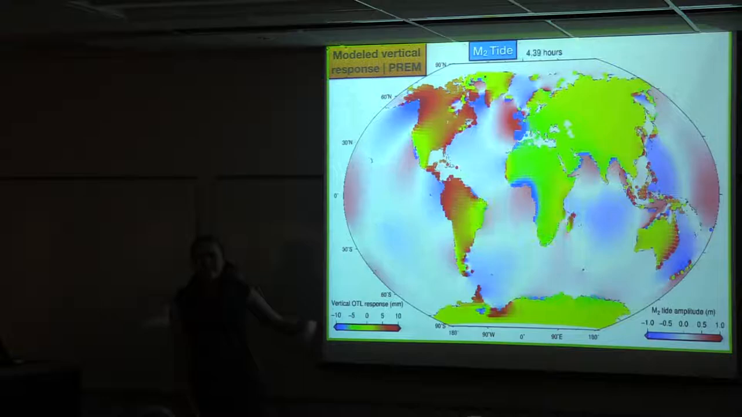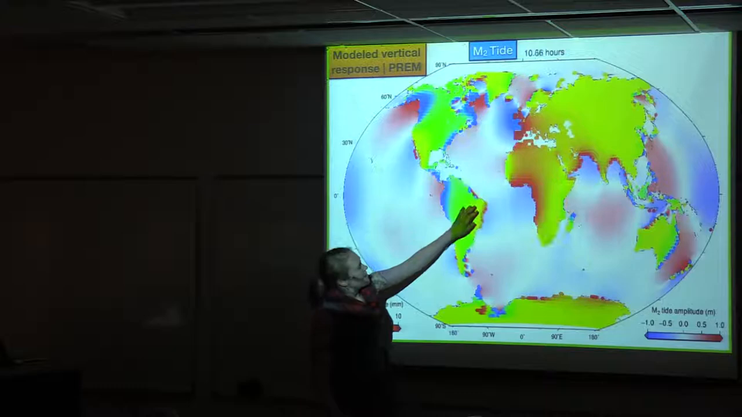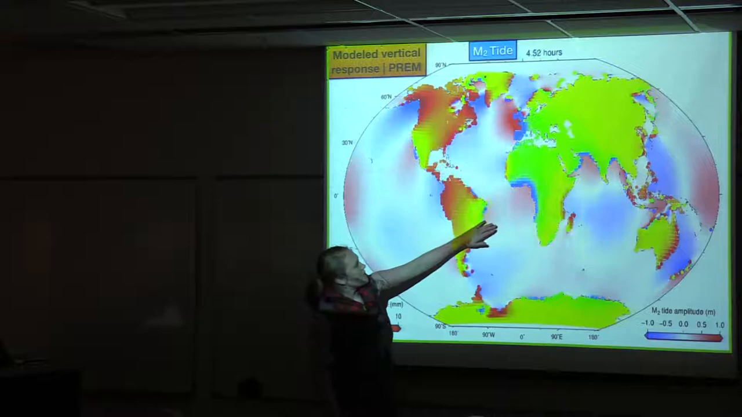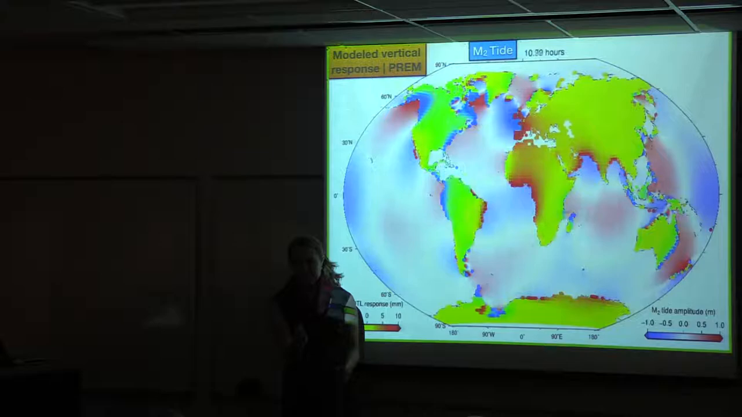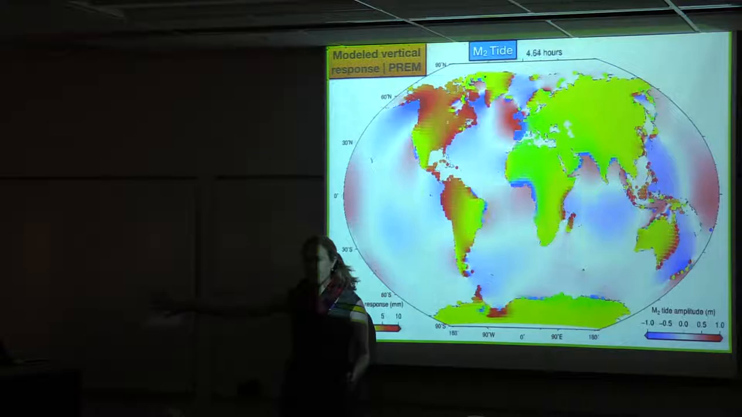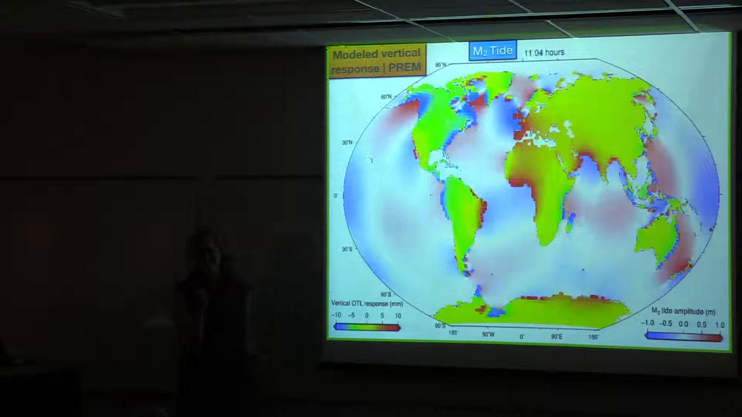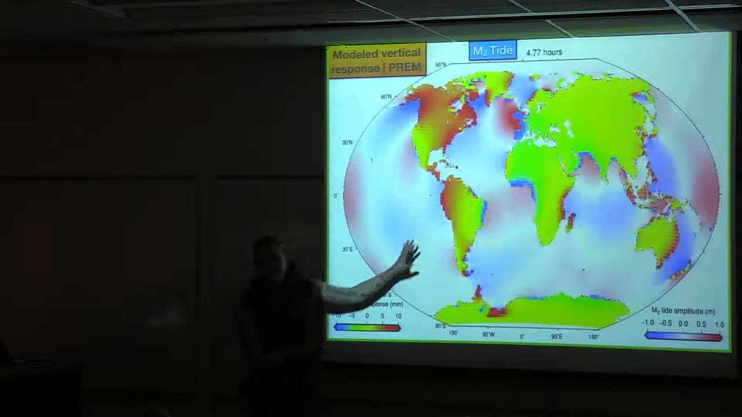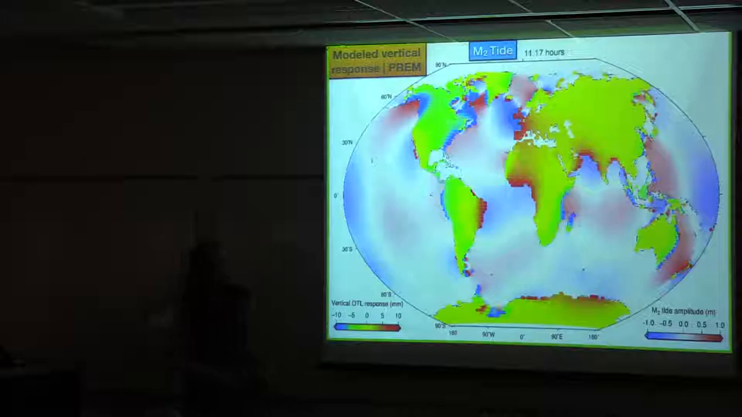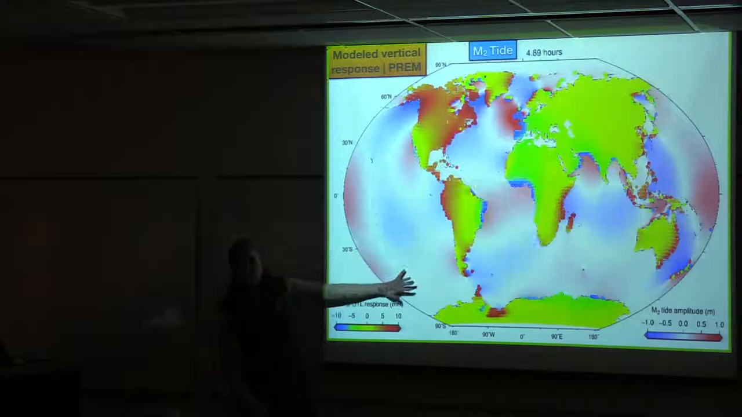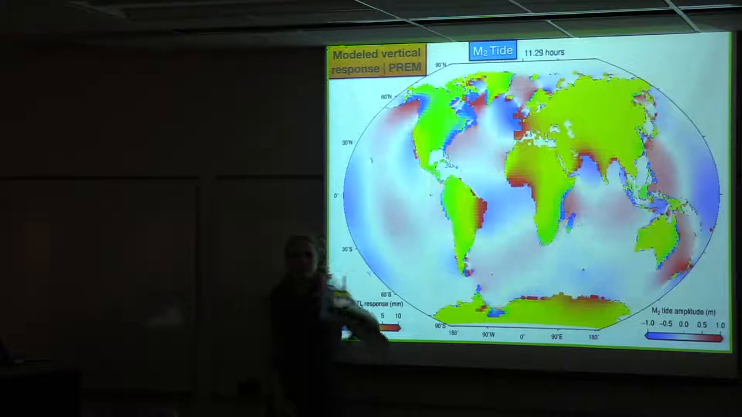For example, right on the coast of Brazil, you can see that when the high tide comes in, the land is depressed downward by a few centimeters. Later on, when you have the low tide, that means mass has moved away, and the land can rebound back upward by a few centimeters. It's fun to look in different parts of the world and see how the Earth is responding. Of course, the Earth is also deforming in the ocean basins as well. We could show this vertical displacement globally, but I'm just overlaying the forcing as well so you can see.